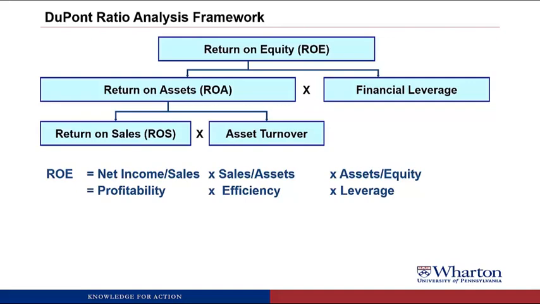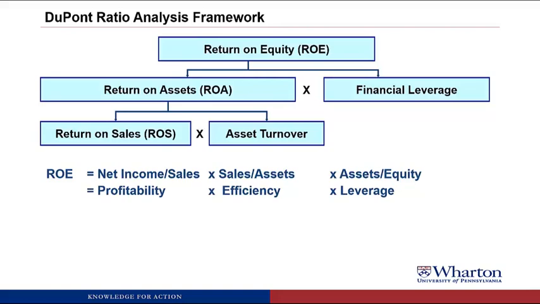So the DuPont formula is that ROE equals profitability. So for each dollar of sales, how much net income does the company produce, times efficiency or asset turnover, which means for each dollar of assets the company has, how many sales does it generate, and leverage, for each dollar of equity investment, how much assets does it buy?